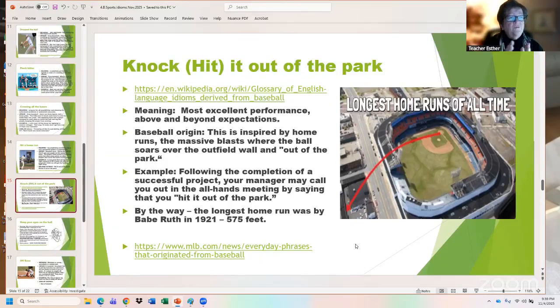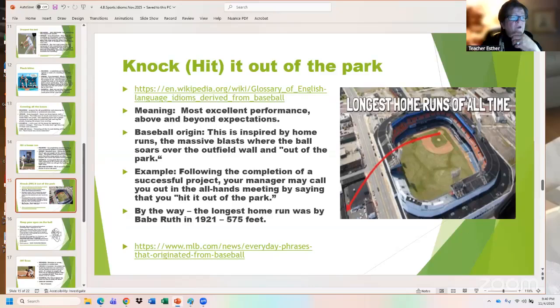So hit it out of the park is a most excellent performance because that ball has left the stadium. It was hit so hard. So, a most excellent performance above and beyond expectations. The baseball origin, it was inspired by home runs, the massive blasts where the ball would soar over the outfield and out of the park.